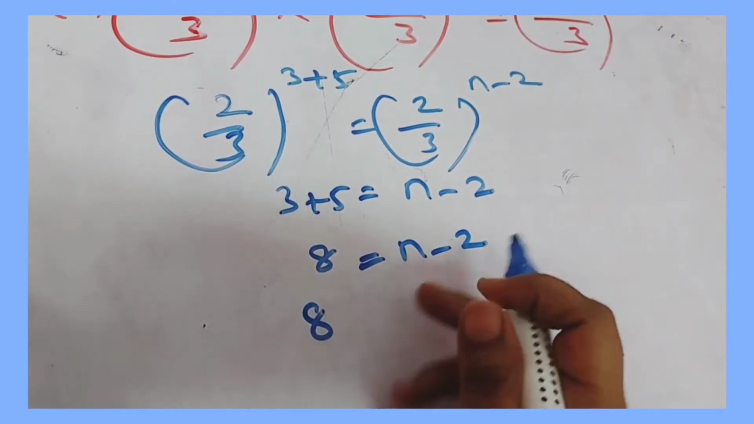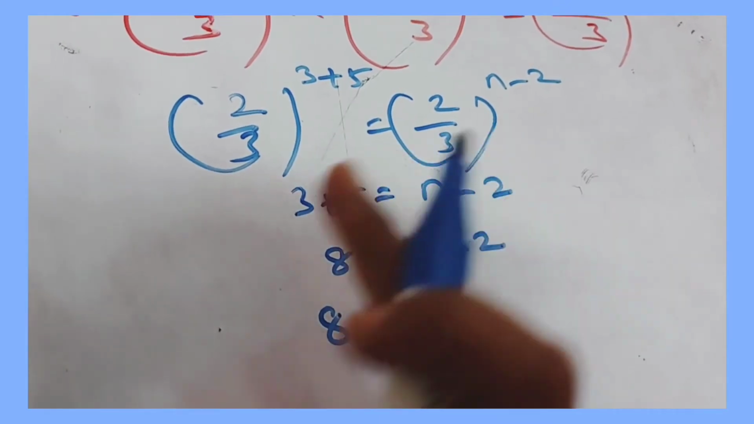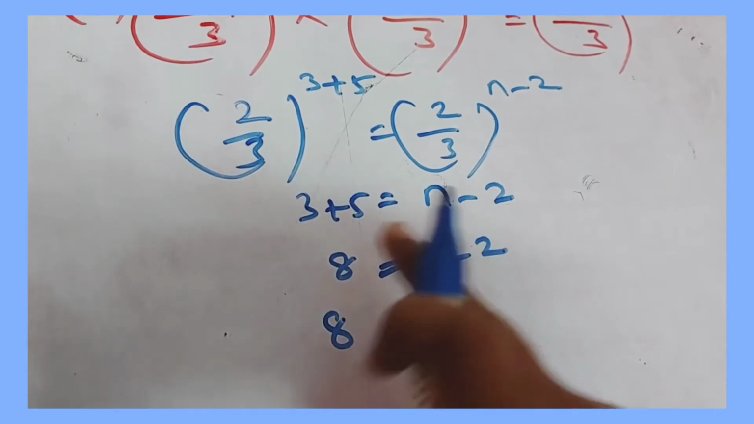Now this is the right hand side, this is the left hand side. So what you have to do here: this minus 2 will become plus 2.